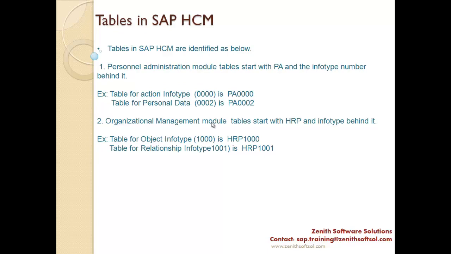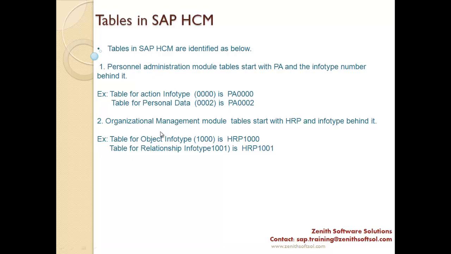First, the personal administration module tables start with PA and the info type number behind it, like info type 2, which is basically personal data. If you want to go to the table which stores the employee's first name, last name, and birth date, you have to access the table by entering PA and then the info type number, like it's shown here. So PA is the indication that this particular table belongs to the personal administration module.